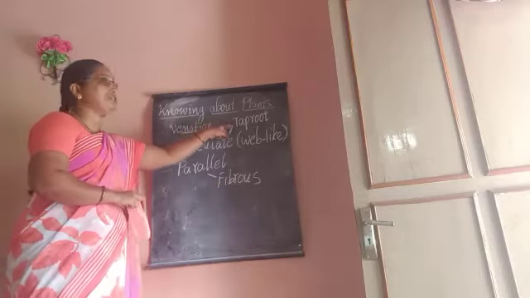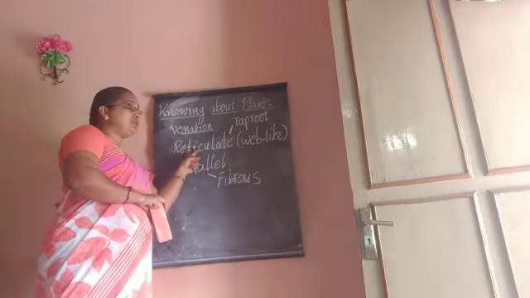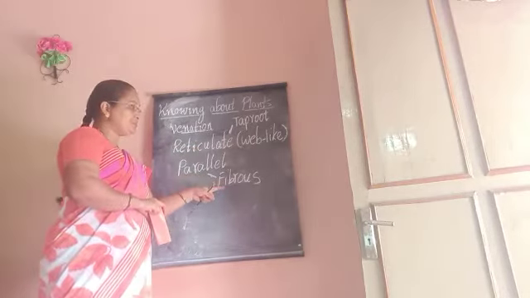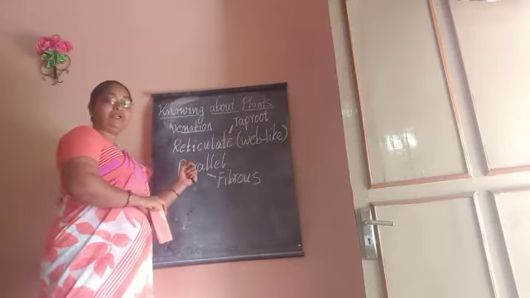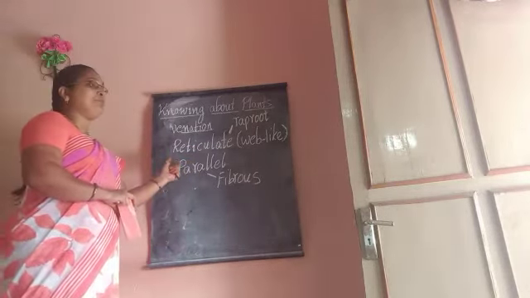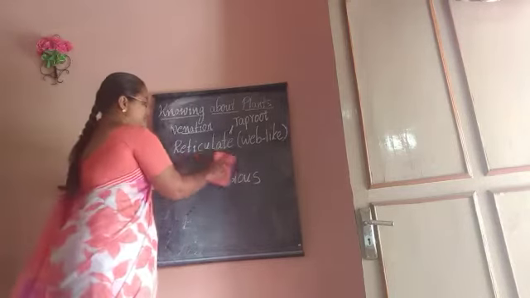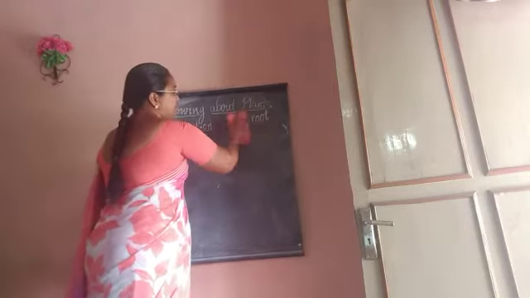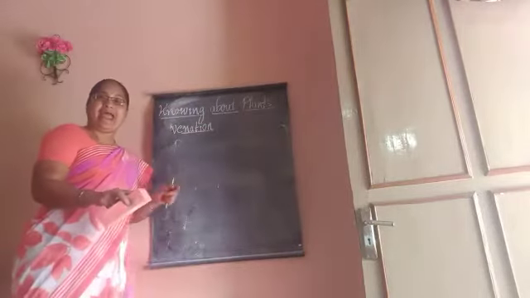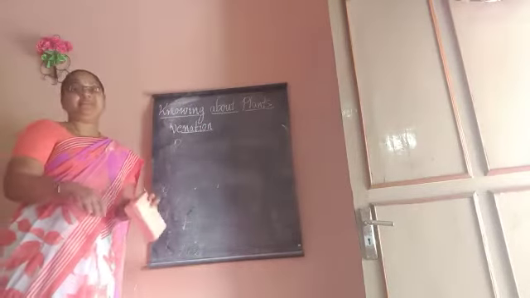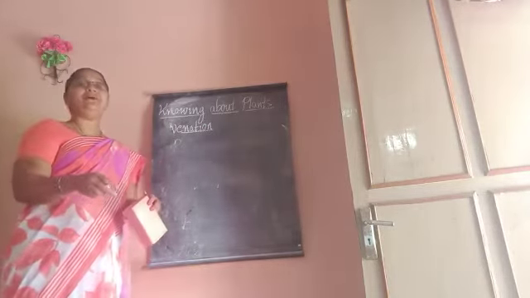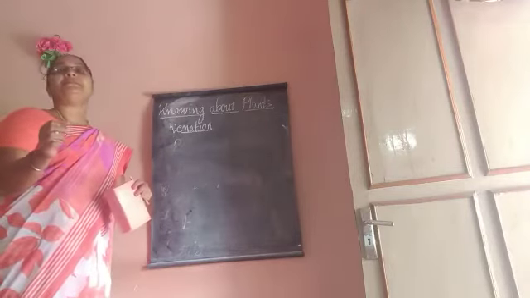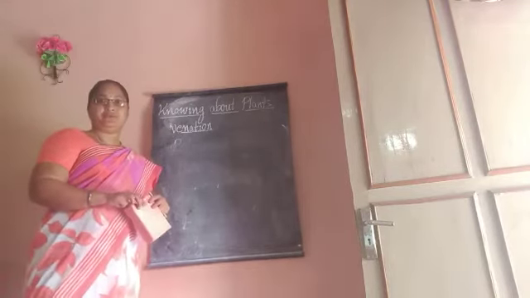Plants with taproot system will have the leaves of reticulate venation. Plants with fibrous root system will have the leaves of parallel venation. This venation acts as a skeleton of the leaf, and it gives shape and support to the leaf.